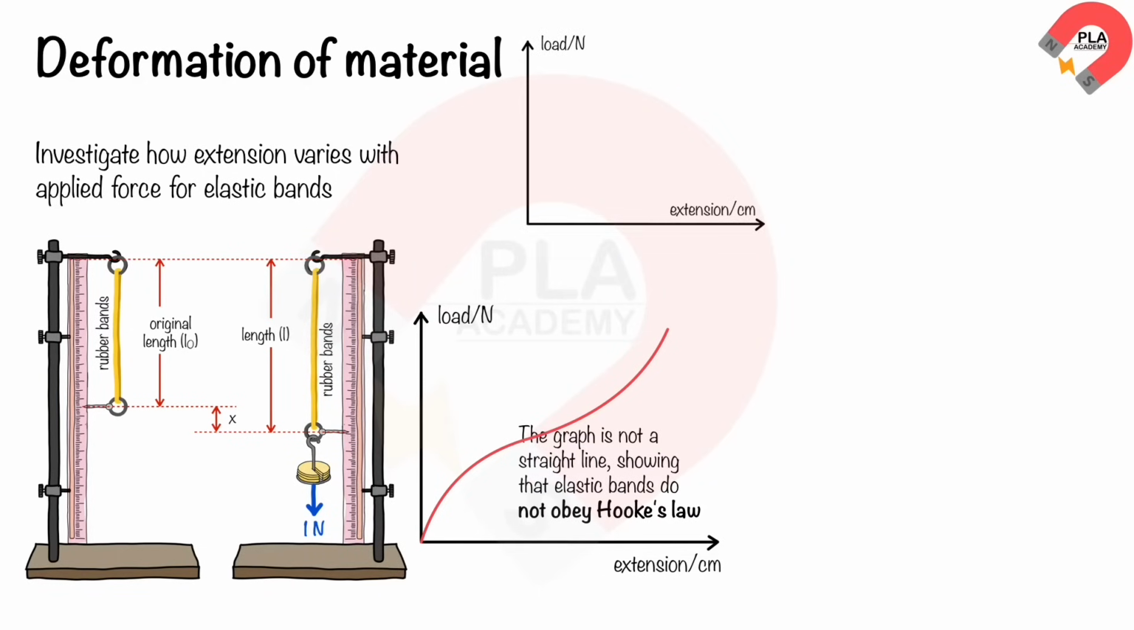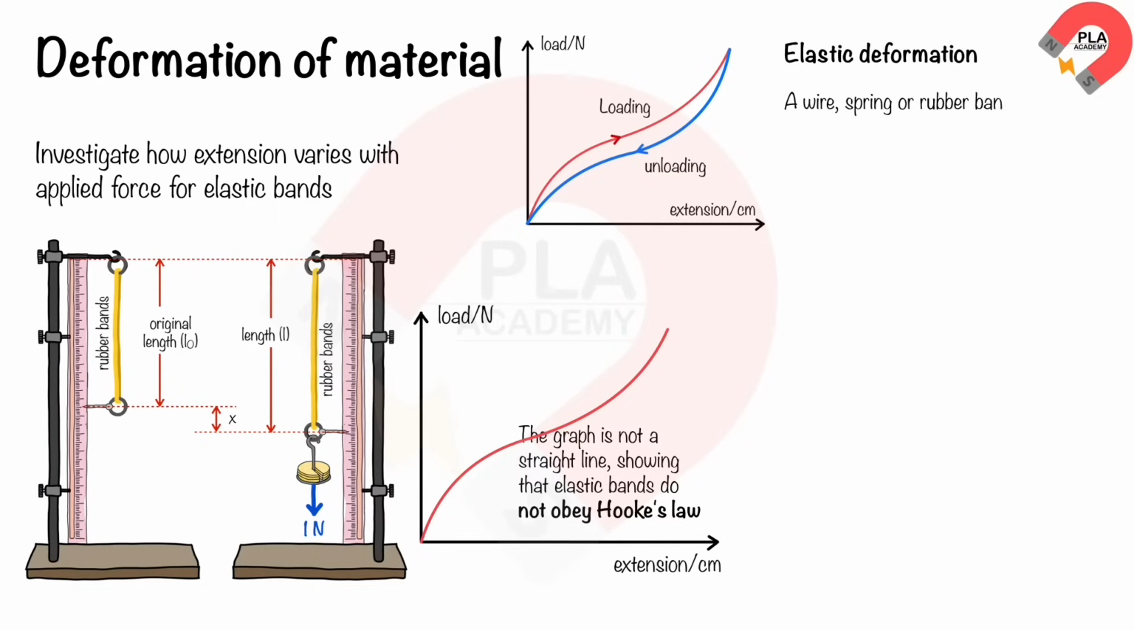Consider the graph of load against extension of a material when it is loaded and unloaded, as shown. This shows that this material stretches elastically. This is called elastic deformation. This means that a wire, spring or rubber band that stretches elastically will return to its original length once the stretching force is removed.